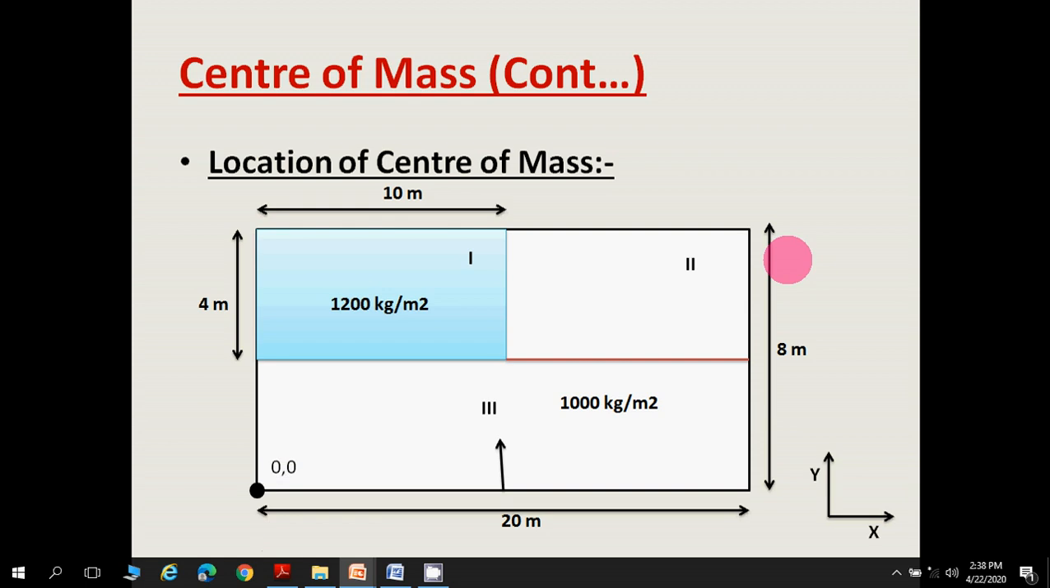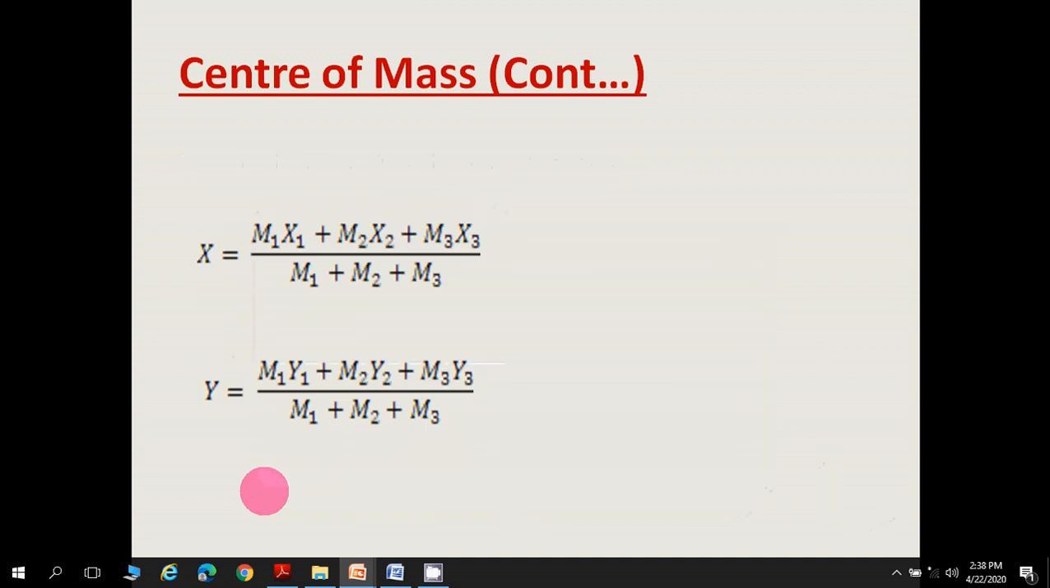I have taken a point, which is mentioned here, with coordinates 0 0. From this point I locate the center of mass, at which point the center of mass will be located, and the coordinates of the center of mass. So I am taking the coordinate at this point as 0 0, and from this point I will find the coordinates of the center of mass. So how do we find the center of mass?